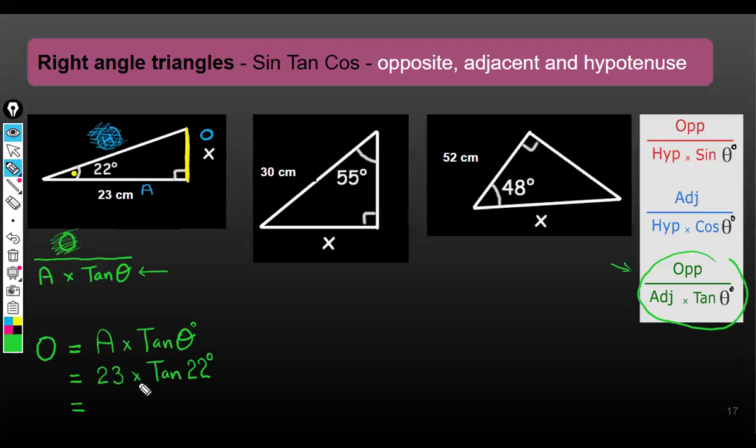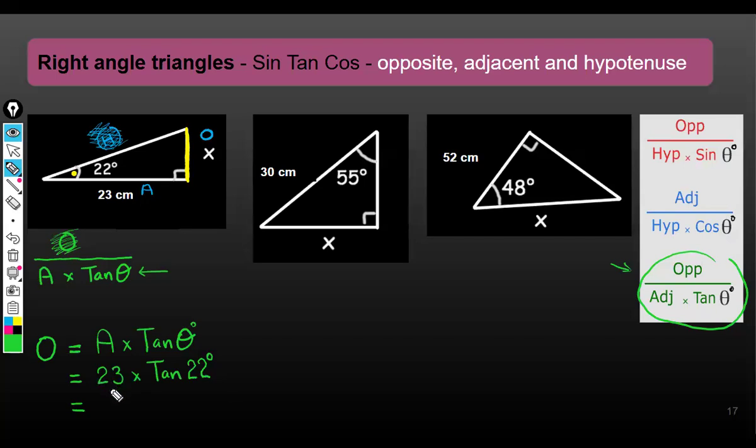Type in 23, multiply by tan 22. I can't remember the name of the person, but the person was using the other calculator. Type it in backwards. Type in 22, then press tan, then press multiply by 23, right?